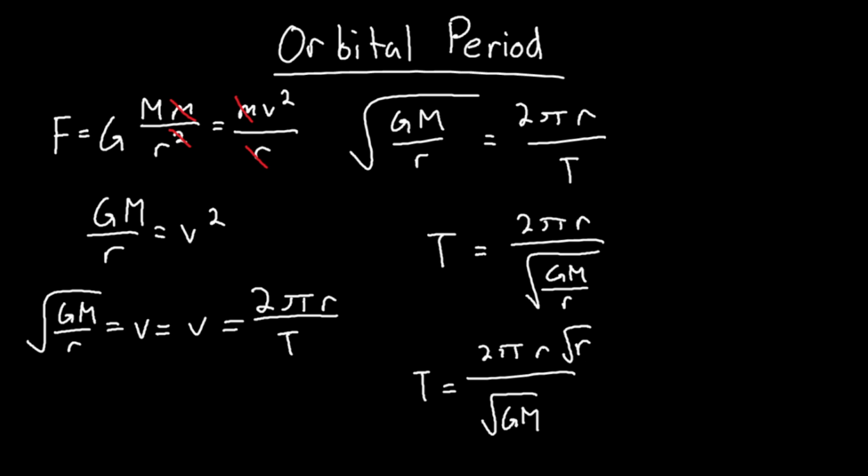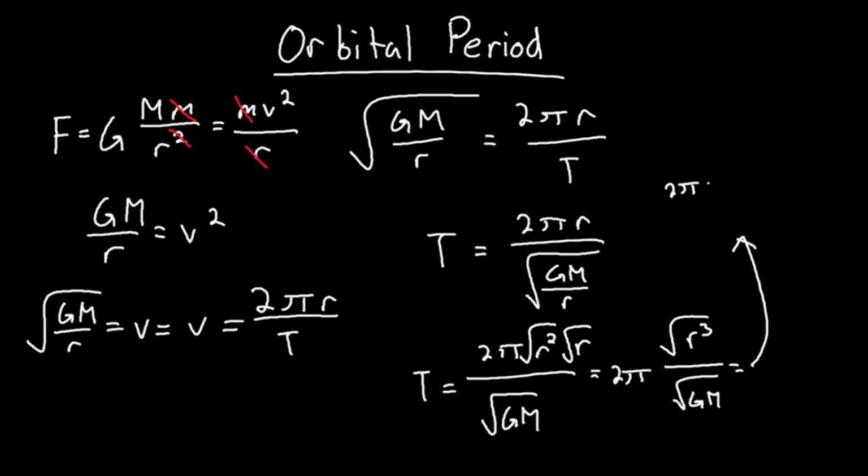Okay, what do you do next? Well, technically r is the square root of some square. So just a singular r to the power of 1 is the square root of r squared. Well, you can actually multiply these two radicals together to get 2 pi, the square root of r cubed over the square root of GM. If you want to simplify this further, you should get 2 pi times the square root of r to the power of 3 over GM. And this is equal to your orbital period.